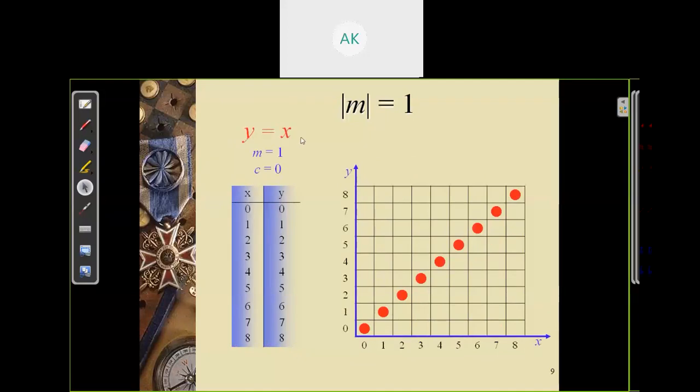When your m equals 1 and your intercept is 0, then y equals mx, and the line will pass through your origin. Both the axes have unit intervals, meaning 1, 2, 3, 4, 5, 6, and in the same way here is a unit interval.